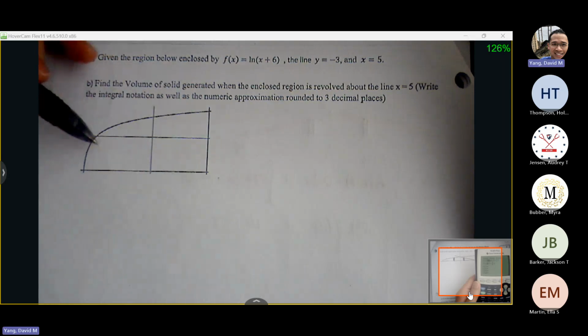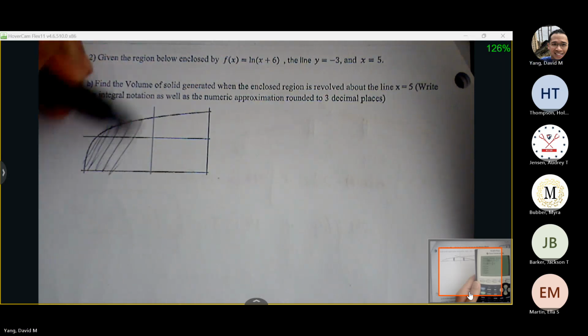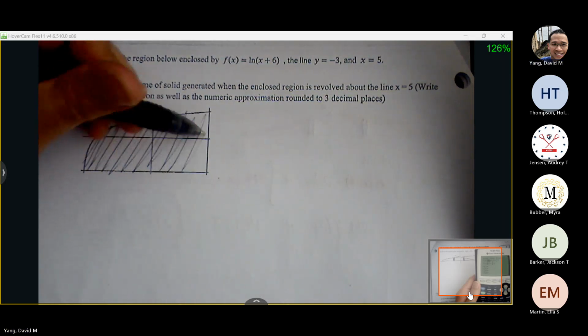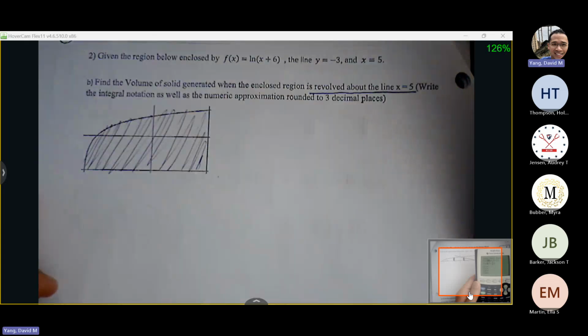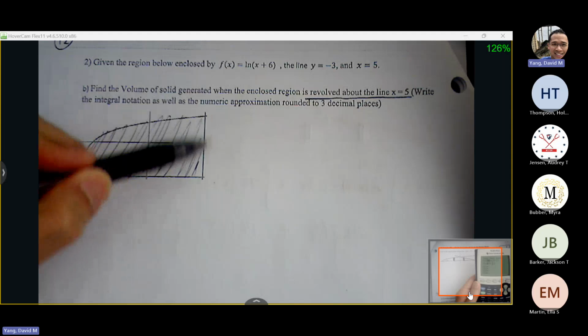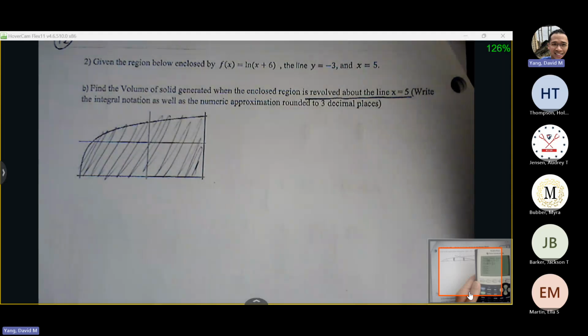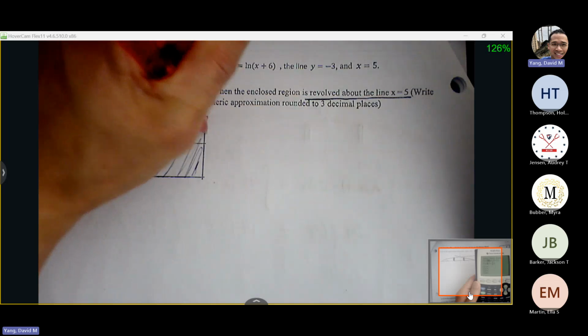Same shaded region. But now we're going to be rotating around x equals 5. And x equals 5 is this right boundary here. So there's my axis of revolution.